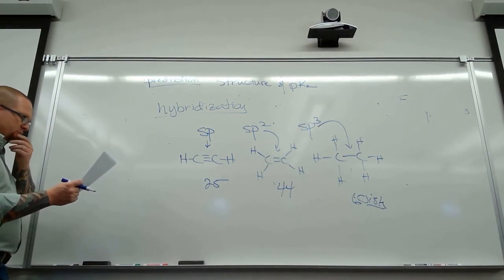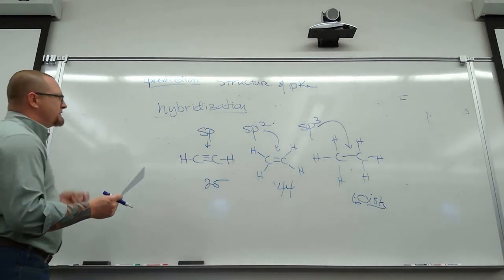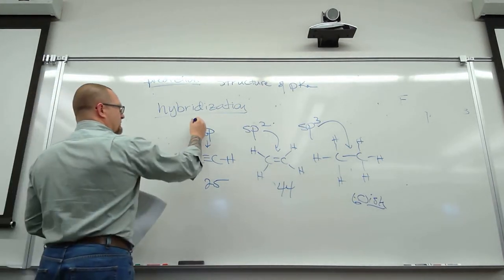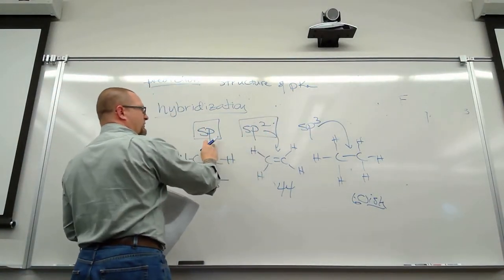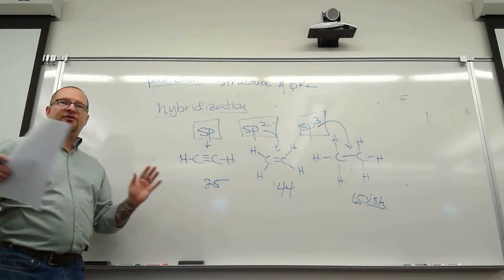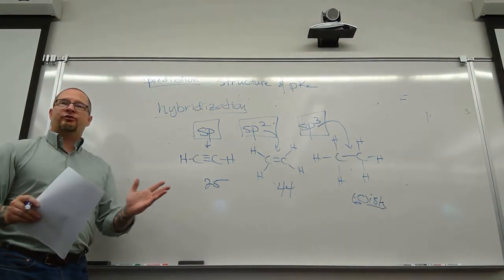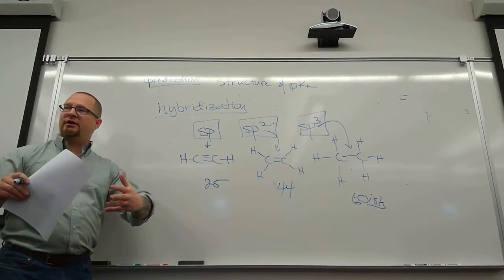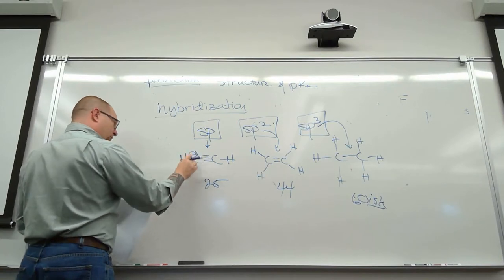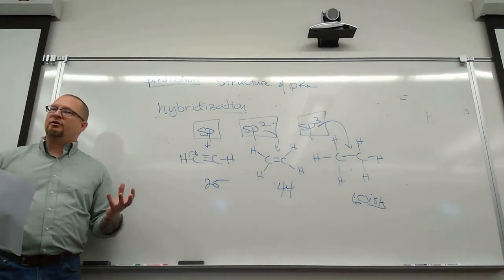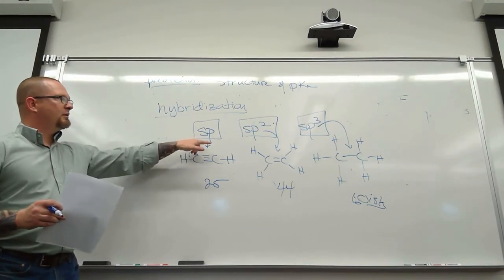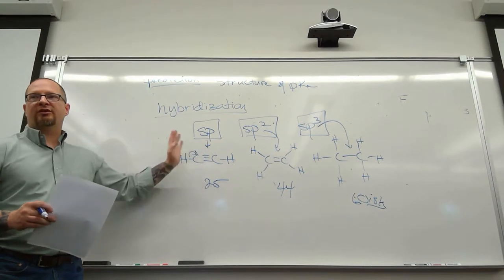More s character. So 50% s character, 33% s character, 25% s character, which is why the bonds are shorter. Because you have higher s character, the electrons are going to be closer between the nuclei, because s orbitals are closer to the nuclei. So it's easier to move these electrons to that carbon because they're going to be housed a little more closely and held more tightly. So yes, it's the shorter, stronger bond and the higher ratio of s to p orbital as we move along.